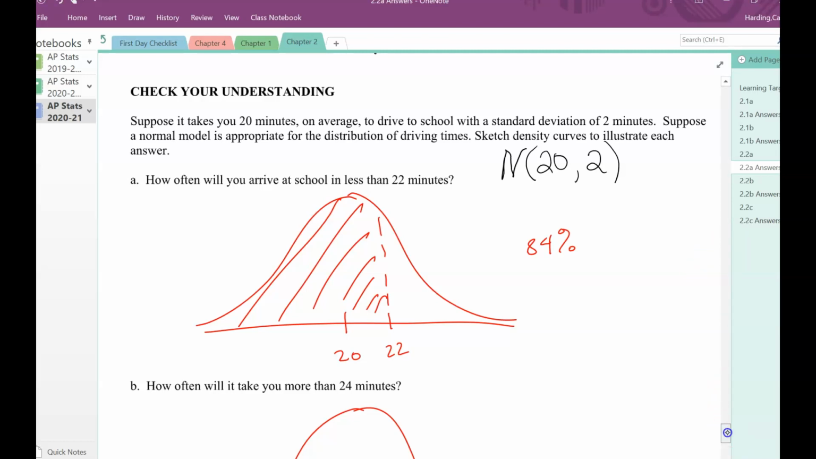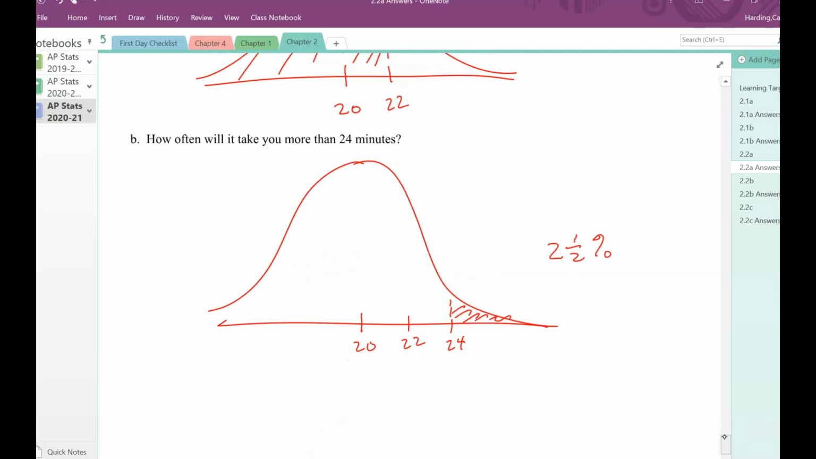How often will it take you more than 24 minutes? We are now 2 standard deviations above the mean, but just remember that it's saying more than. So 2.5% of the time it will take you more than 24 minutes to get to school.